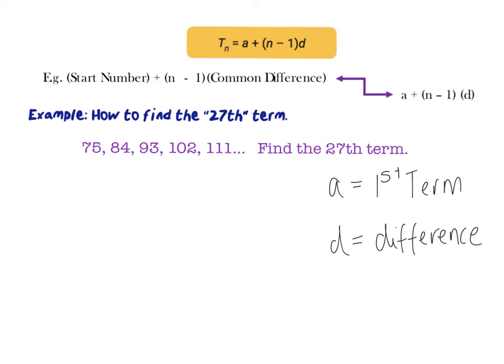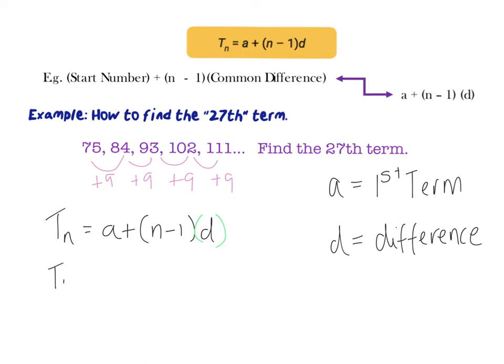So looking at this one here, what is the difference between these numbers? So when we subtract those numbers, we get a difference of 9. And it's a plus 9 because it's going up. So my difference is plus 9. So what I do is I write out this formula, and you always write out the formula for these questions. So Tn is equal to A plus n minus 1 times D. Now this means multiply. These two numbers beside each other like this means multiply. So what we do is we fill in what we know. So I know that my first term is 75.